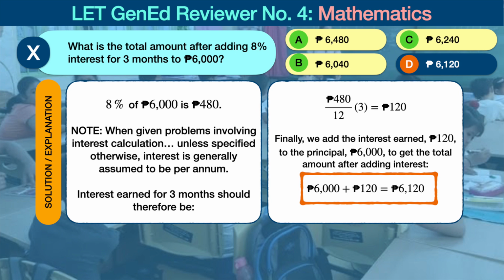Finally, we add the interest earned, 120 pesos, to the principal amount, 6,000 pesos, to get the total amount after adding interest. We'll arrive at 6,120 pesos as the correct answer.